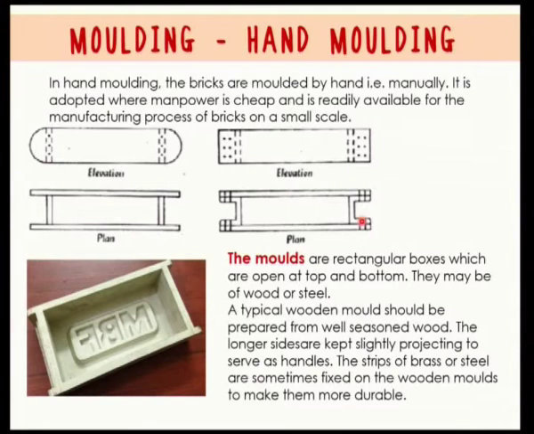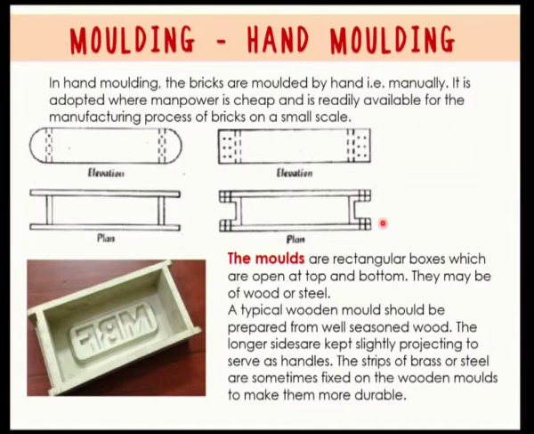One of the major pieces of equipment for hand molding is obviously the mold. Molds can be of different sizes depending on the size of brick that is required. Usually molds are made of wood or metal, but majorly wood is used. Molds are rectangular boxes which are open at the top and bottom. A typical wooden mold should be prepared from well seasoned wood.